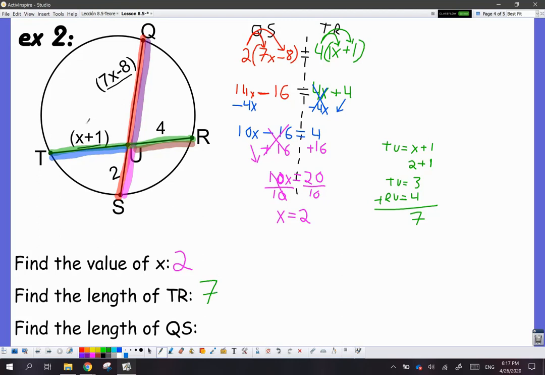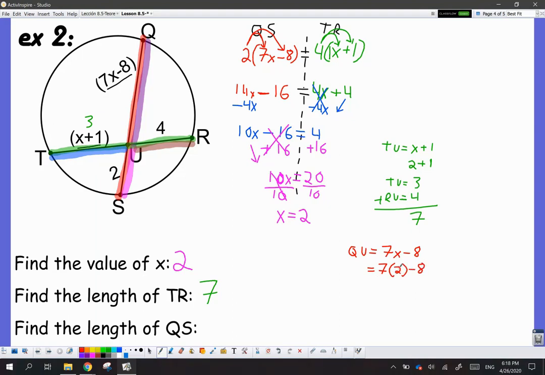Since I know that this part is 3, I know this part is 4, I add those two pieces together to get the total length of the chord. Now I'm going to do the same thing with QS. So in order to do that, I need to find, of course, QU first. So I'm going to write that down here. So QU is 7x minus 8. But again, we know what x is. We know x is 2. So I'm going to substitute it into our equation.